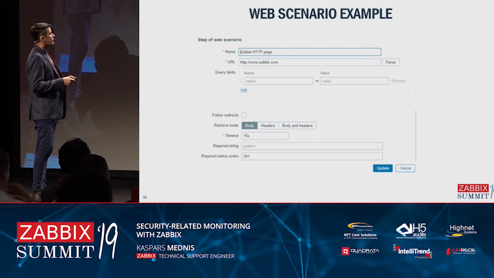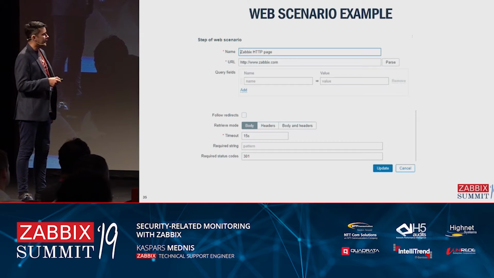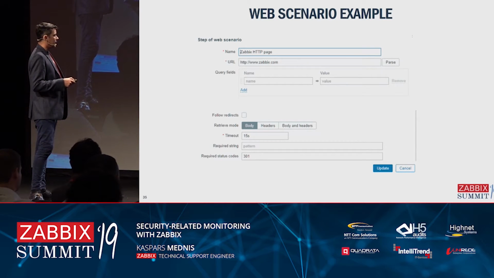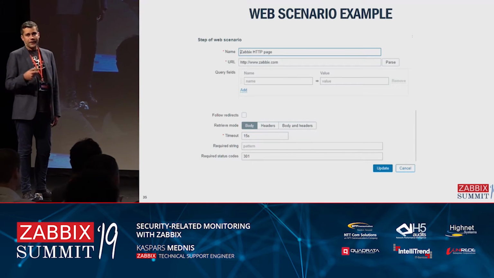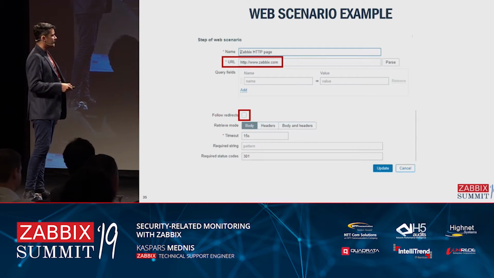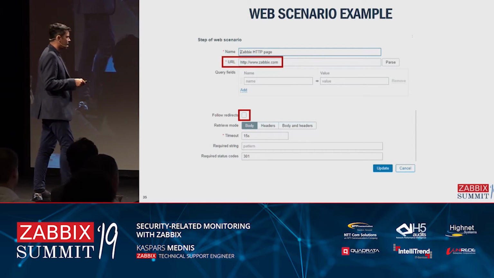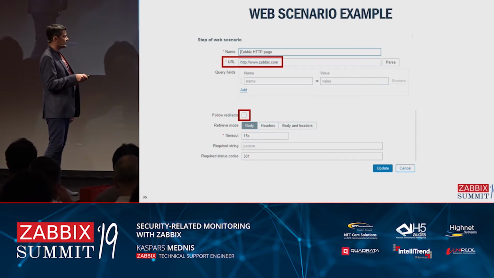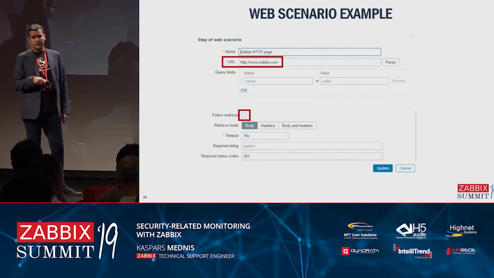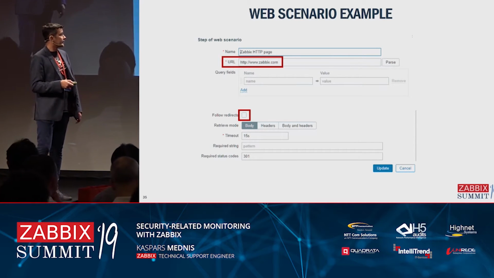So here, you can set up the web scenario. I have used our web page as an example, and I'm expecting this. If you do the test, you will get the same back. Here, the URL. Yes, and you must uncheck follow redirects. Otherwise, it will automatically go to the secure site, and you will not get back the status code which you are expecting.